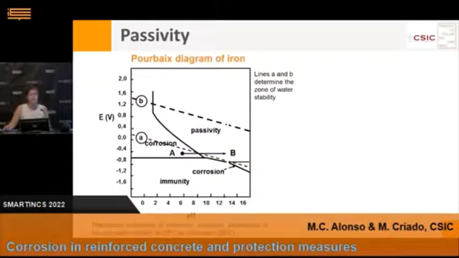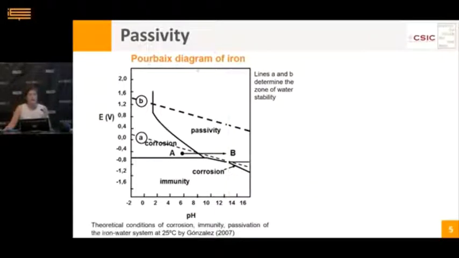It's common to represent the equilibrium potential and the pH in a diagram, which is referred to as the Pourbaix diagram. Each metal has a specific Pourbaix diagram. In this case, we can see the Pourbaix diagram of iron. The lines represent the equilibrium state, and the areas between the lines represent different stability regions.